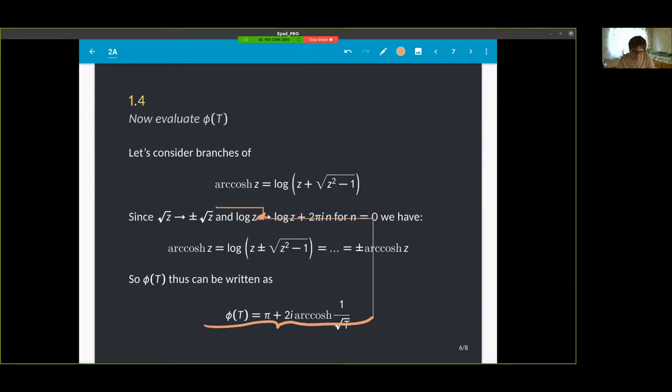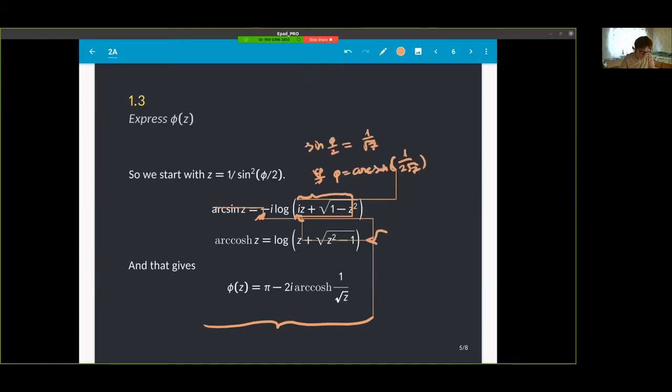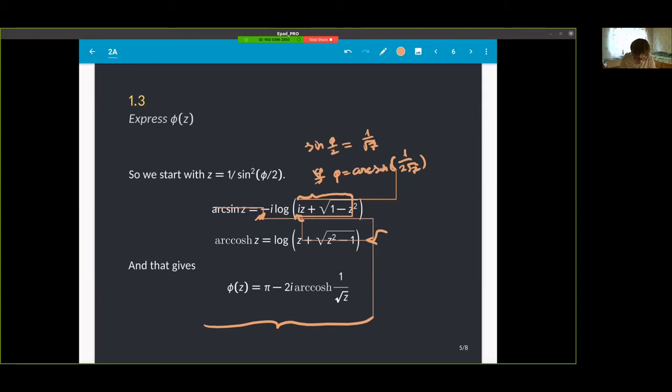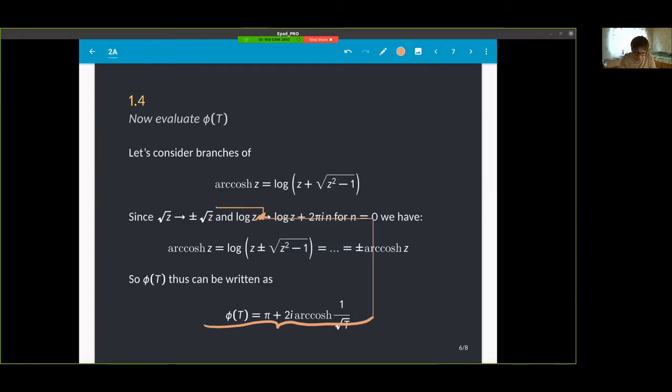So we are now at the position to get. So we derive this formula for rho of t, but we need to find the phi of z, phi of t, right. So we can actually do it. So this formula for phi of z, and now we can evaluate phi of t.